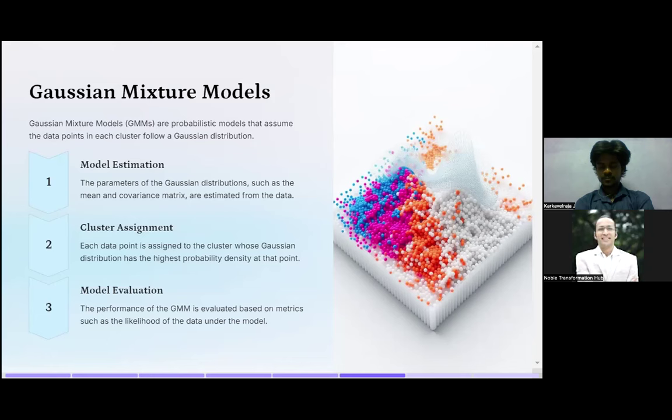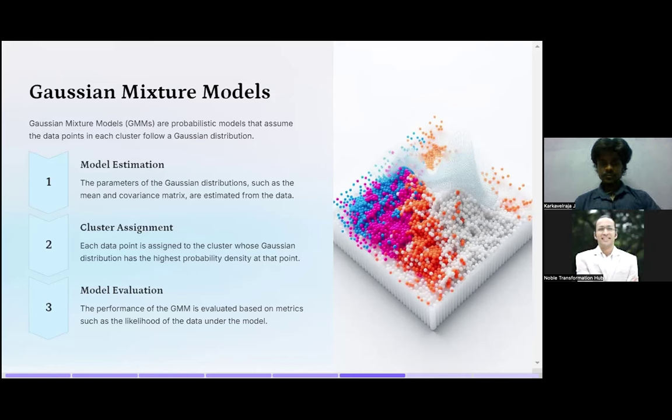So you can see in the picture there's a density of yellow. There would be a point where you have a lot of density of yellow, but there would be points where you will have less, as it goes towards the border, right? Similarly, in pink, there is a point where it is very highly dense, but then it is mixed with yellow or blue. So this is how you can understand that each data point is assigned to a cluster whose Gaussian distribution has the highest probability density at that point. So you have to see the highest.